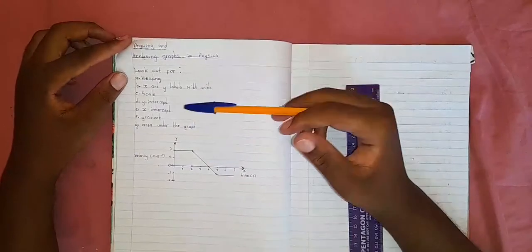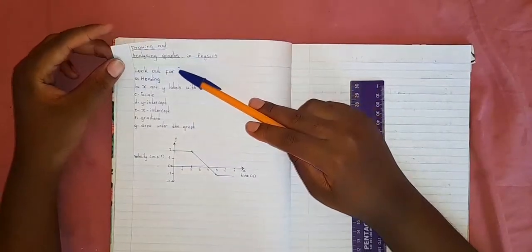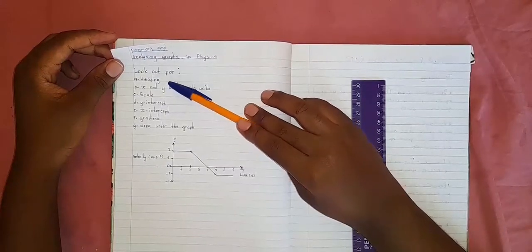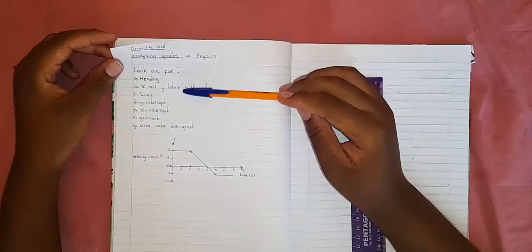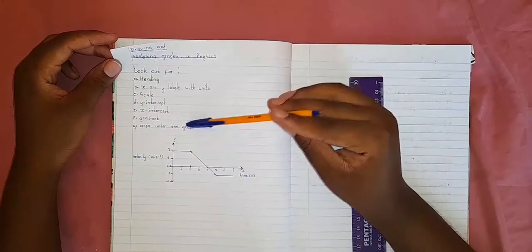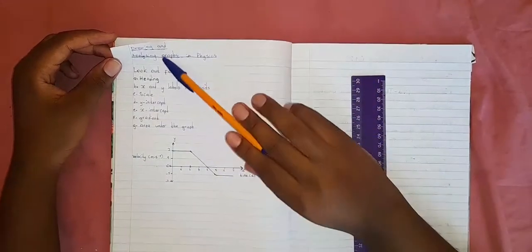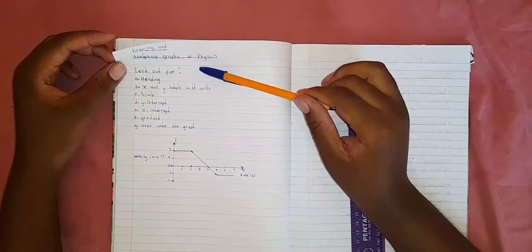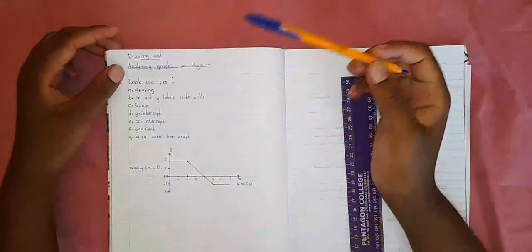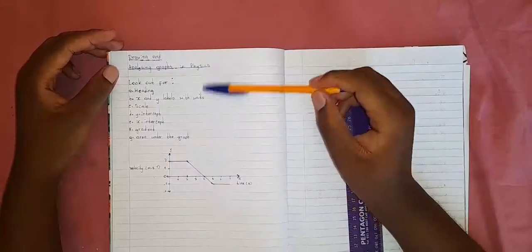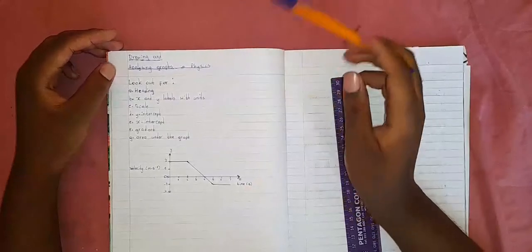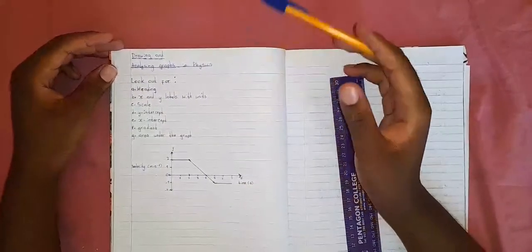So if you look at the first element here, it says look out for the heading. Your heading will tell you something about the type of graph you are asked to draw or analyze. Sometimes they might say velocity versus time graph, which is here. Sometimes they might say momentum versus time graph. Sometimes they might say force versus mass graph, or force versus acceleration graph, or any other type of graph.